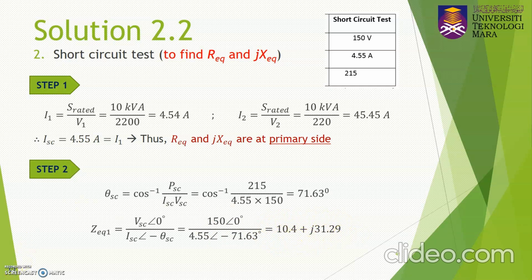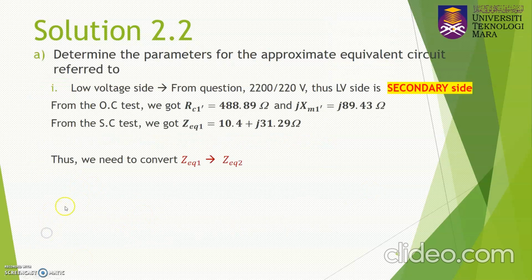Alright. So now you have found the value of RC1, XM1, R equivalent and also X equivalent based on the open circuit test and also short circuit test. And then in the next slide, we will try to determine the parameters for the approximate equivalent circuit. First you need to find it for the low voltage side, and then the second question you need to refer to the high voltage side. First we go to the low voltage side.